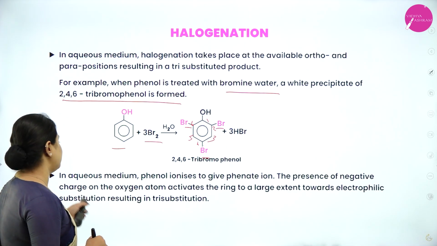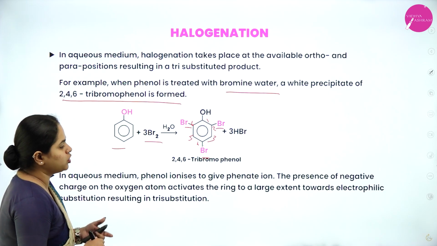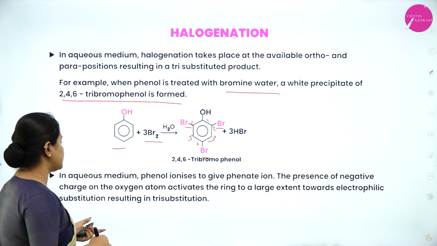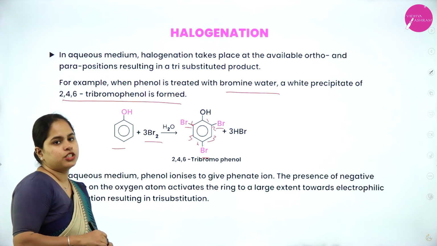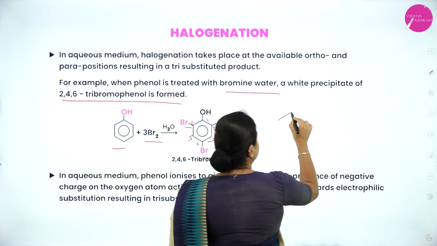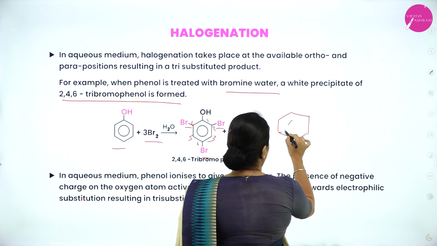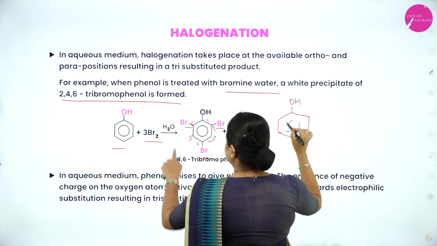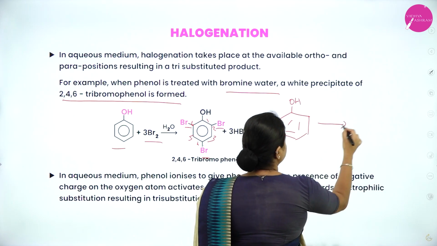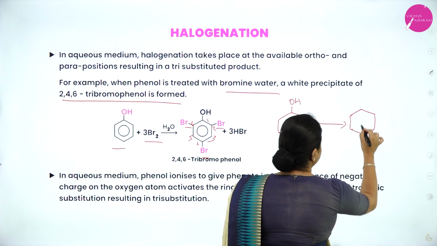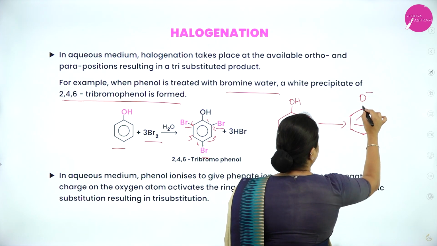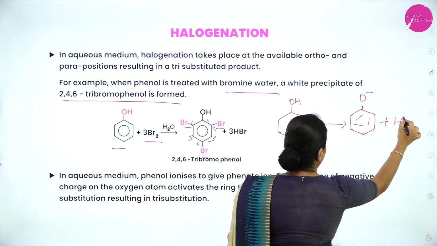The presence of negative charge on the oxygen atom activates the ring to a large extent towards electrophilic substitution reaction, resulting in charge substitution. What does that mean? This is your phenol. So, in presence of water, which is shown here, your phenol will be dissociated into phenoxide ion, right? Phenoxide ion by the removal of H plus.